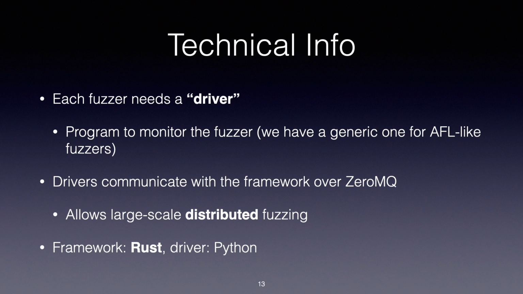To give you some technical information about how this framework is implemented: each fuzzer needs a driver, right? We take an off-the-shelf fuzzer like AFL and then add a driver which communicates with the framework. This is a small program that monitors the status of the fuzzer. In the case of AFL, we wrote a generic one for all AFL-like fuzzers, which just listens to the newly generated test cases. You can write your own driver or even embed it into the fuzzer if you like. These drivers communicate with the framework over 0MQ, so it can communicate over the network. This allows us to do large-scale distributed fuzzing. And for your interest, the framework is implemented in Rust and the driver is implemented in Python.